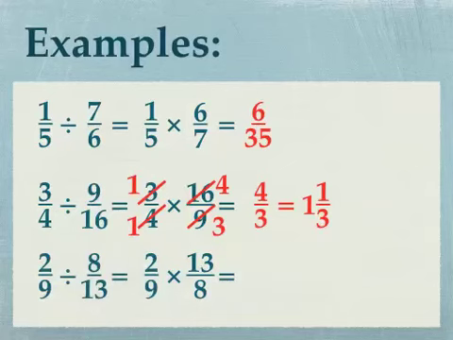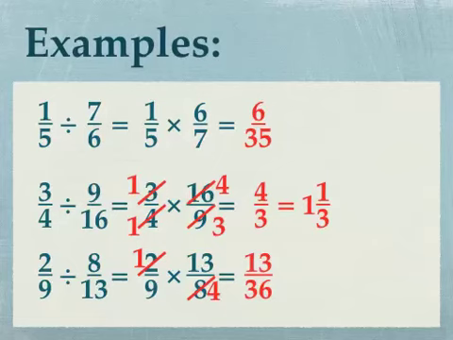When you look for cross-canceling, 2 and 8 are both even numbers. They're both divisible by 2. And when you look at 9 and 13, there's not a number besides 1 that can go into both 9 and 13 evenly. So I can only cross-cancel 2 and 8. 2 divided by 2 is 1, and 8 divided by 2 is 4. 1 times 13 is 13, and 9 times 4 is 36.